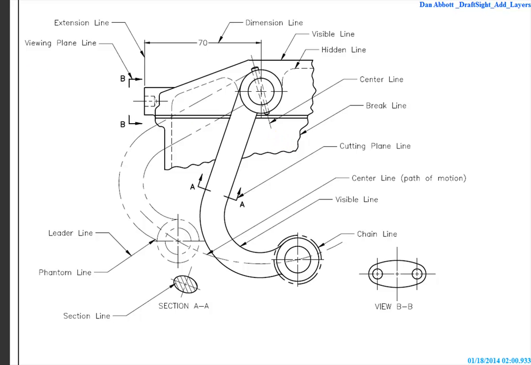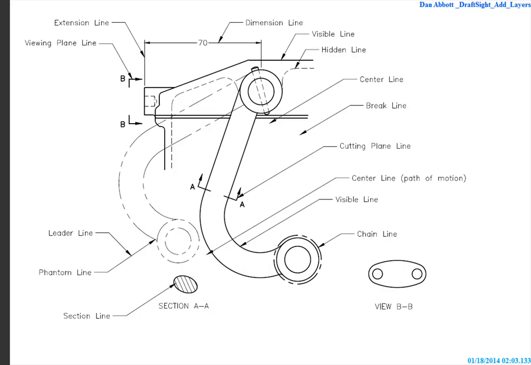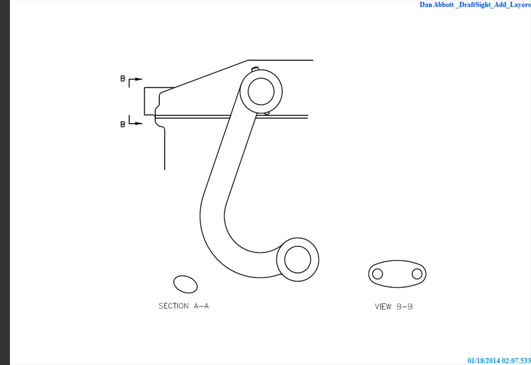It's going to turn off all of the layers in this drawing. Okay, this is all the visible lines in this drawing. So all the lines that look like this have to be placed on a layer called visible or object that have a thick line weight and a continuous line type. Viewing plane line is going to look like this. Section lines are going to look like that. Phantom lines look like this. Those are all the leader lines here. Hidden lines are going to look like that.